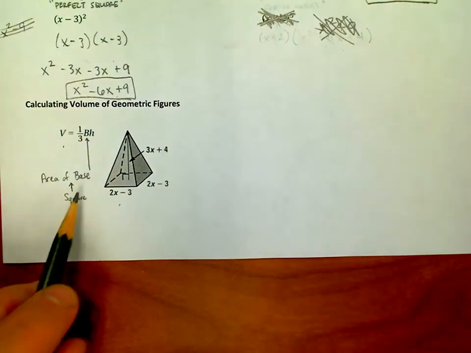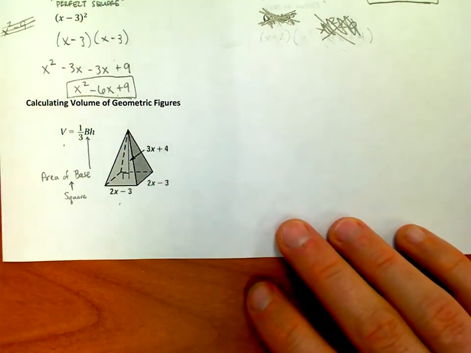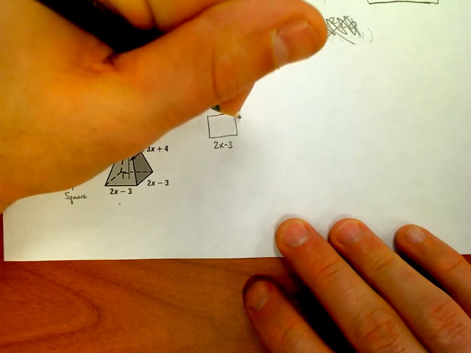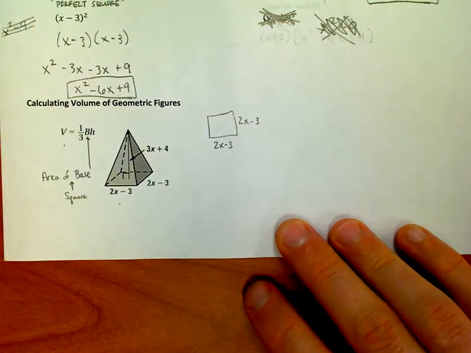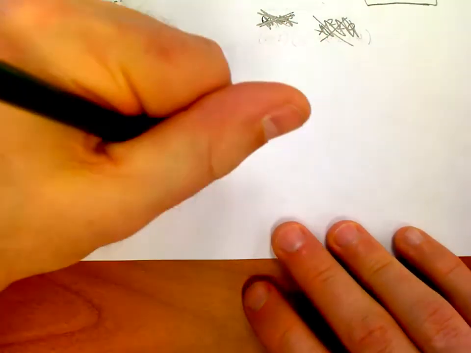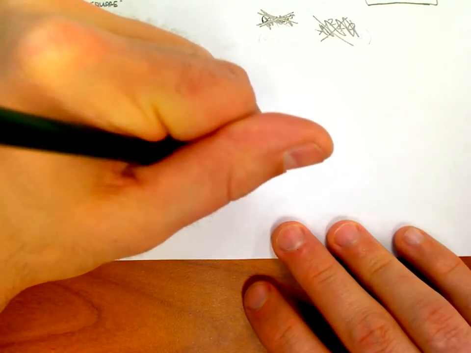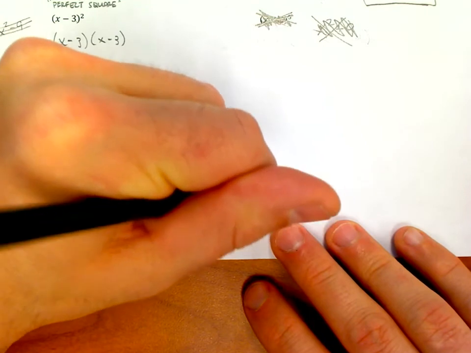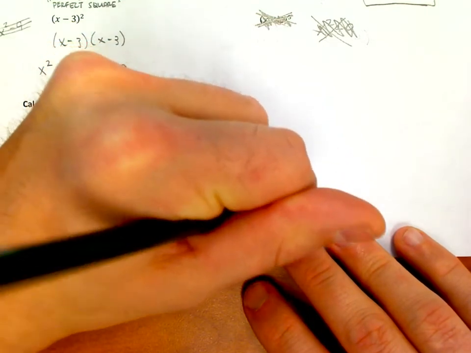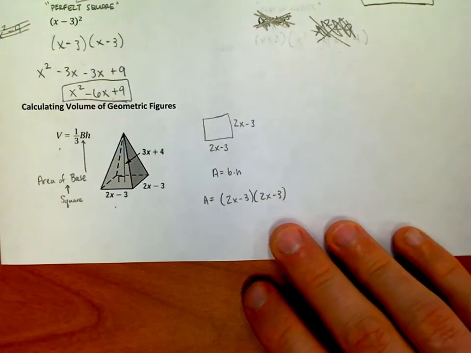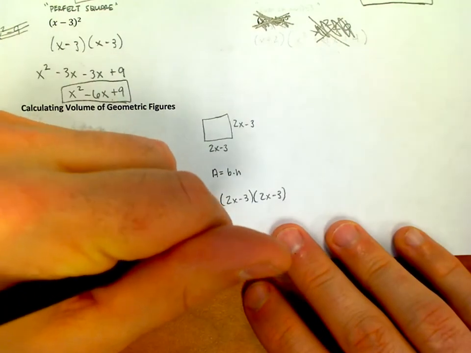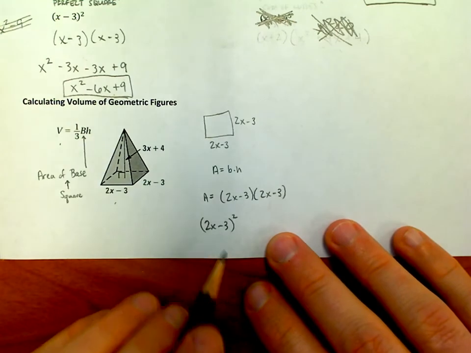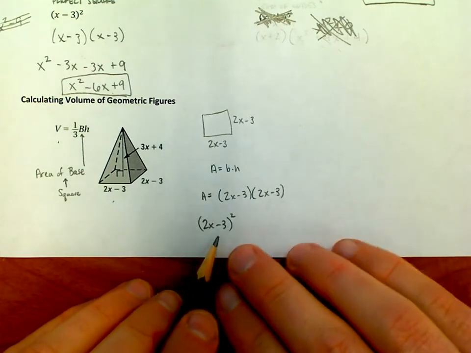And so what we're going to do is just a couple of steps. First of all, let's look at that square base. You have a width of 2x minus 3 and a height of 2x minus 3. So if I wanted to calculate the area of that base, it would be base times height, which is just 2x minus 3 times 2x minus 3. Or we might write it like this: 2x minus 3, that parentheses thing, squared. Okay, that chunk is squared. So there's the area of the base.